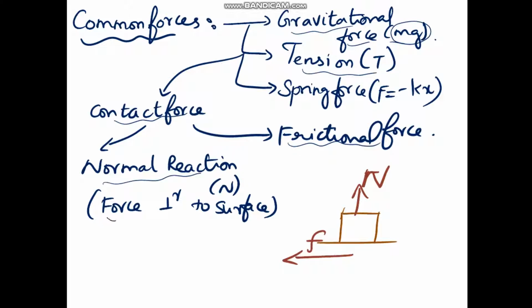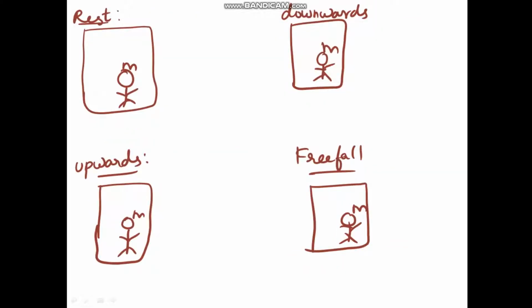Normal reaction is the force which is always perpendicular to the surface. For example, if you see this diagram, normal reaction is always perpendicular to the surface, and frictional force is always in the direction opposite to the motion. And there is another force, which is the spring force. Now let us see the apparent weight of a man in lift concept.